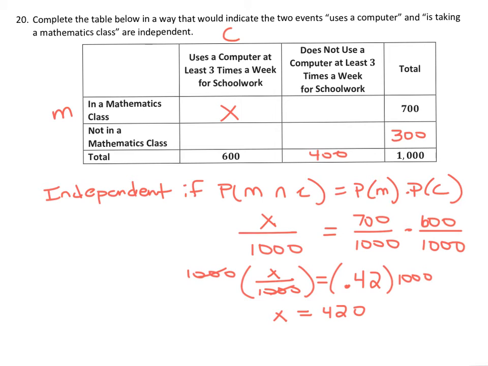So let's erase that X. Okay, we now know what X is. X is equal to 420. And now that we know this, we can fill in all of the other boxes. All right, so let's start with this one. 600 minus 420 is 180. So we could put 180 right here. Okay, and then 700 minus 420 would be 280. So we could put the 280 right here.